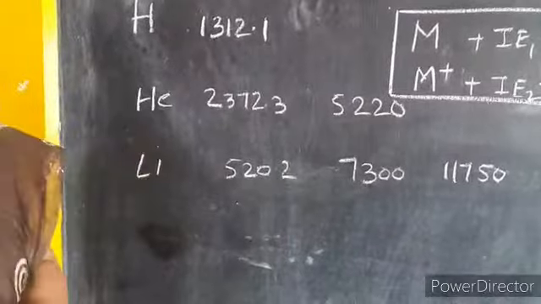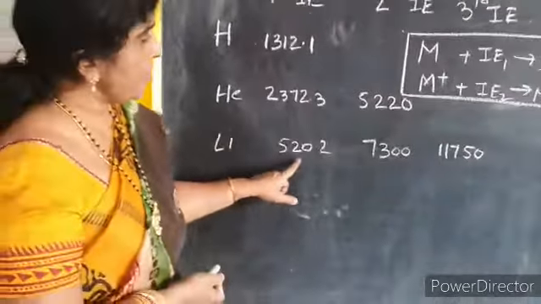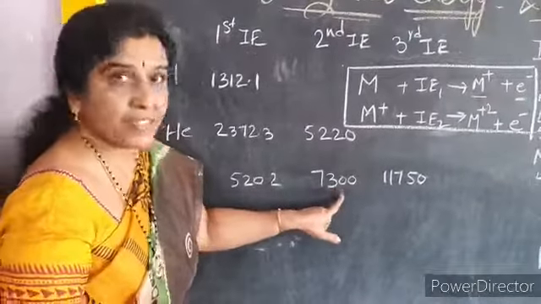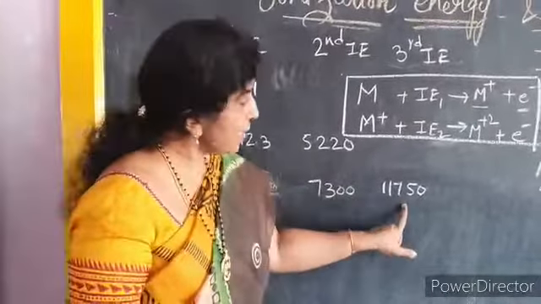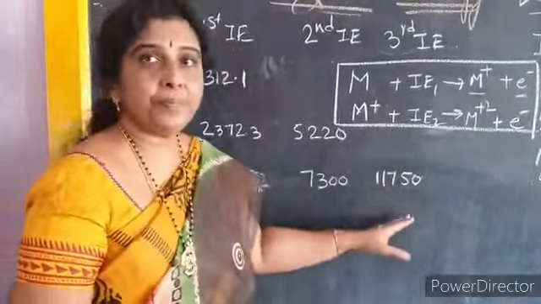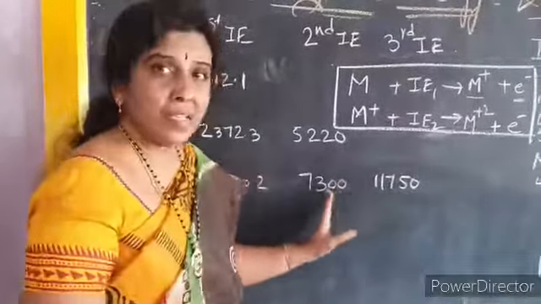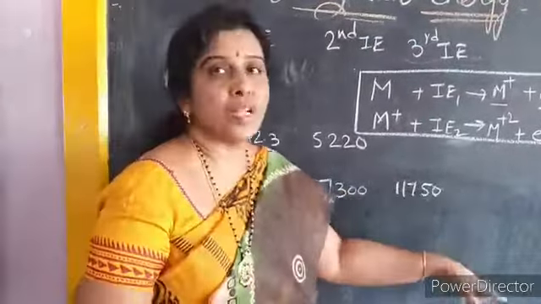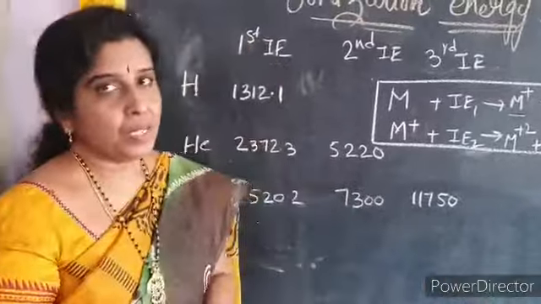Now coming to lithium. The first ionization energy is 520.2, the second ionization energy is 7300, and the third ionization energy is 11750. So what is happening? The ionization energy is increasing. If you want to remove the second, third and fourth electrons, you need to supply more energy.